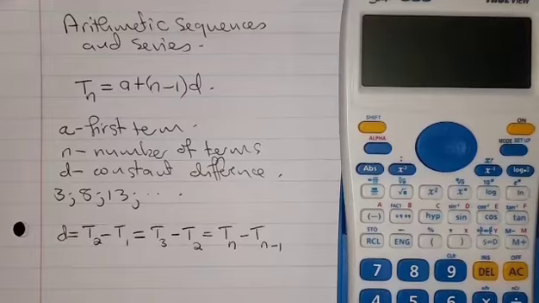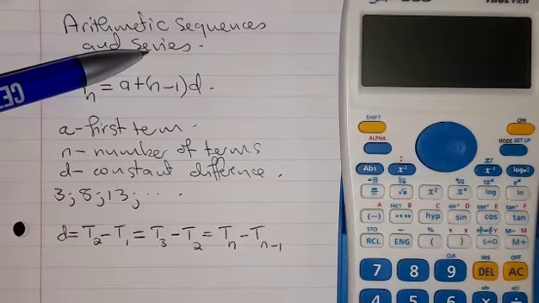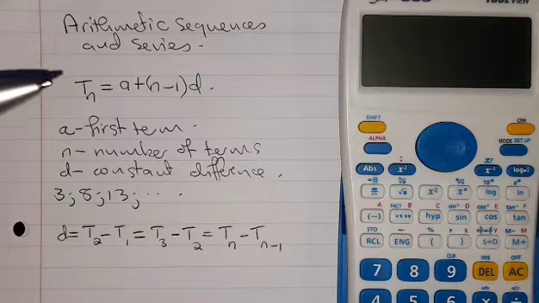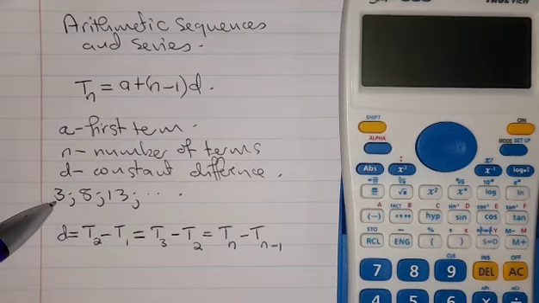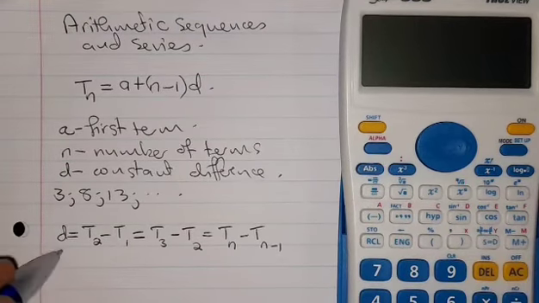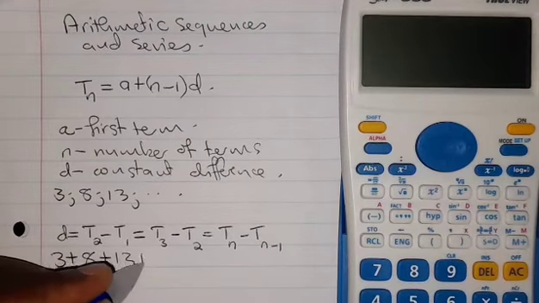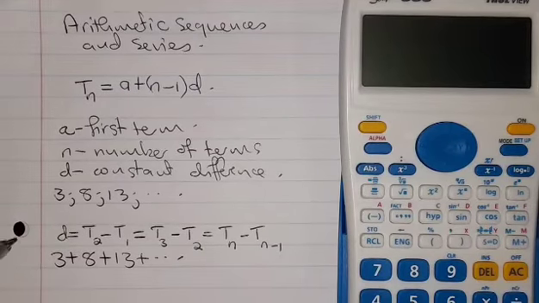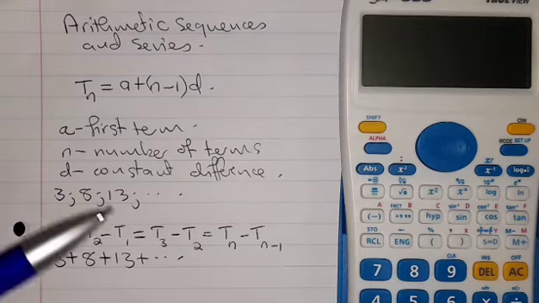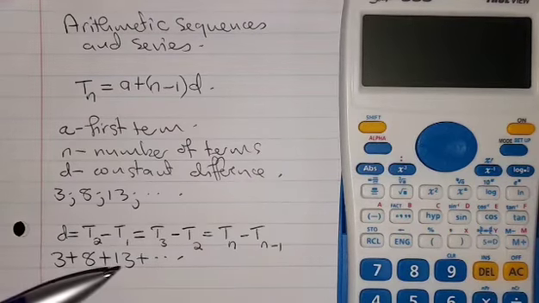Now, what is the difference between a sequence and a series? This is an arithmetic sequence. For it to be a series, we have to be adding the terms. So, a sequence is just a list of terms, but a series is adding those particular terms which are in the sequence.